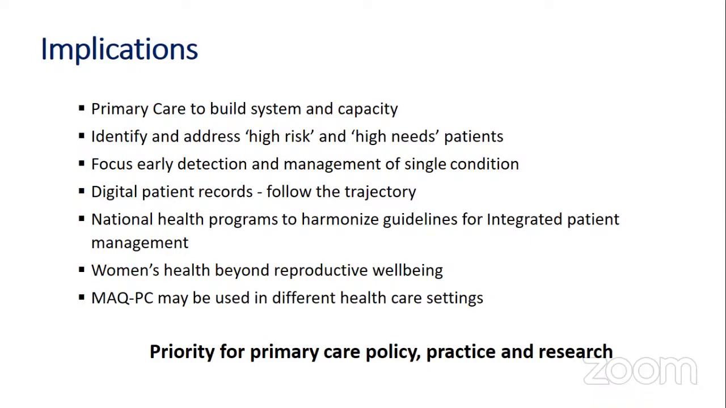Primary care should be built along with the capacity of the primary care providers. Then we should address the high risk and high needs patients. We should identify and address the needs of high risk patients, and focus on early detection and management of single conditions, so that multimorbidity does not come into the picture. And very importantly, digital patient records should be there so that we can follow the trajectory of these patients. And national health programs should harmonize guidelines for integrated patient management.